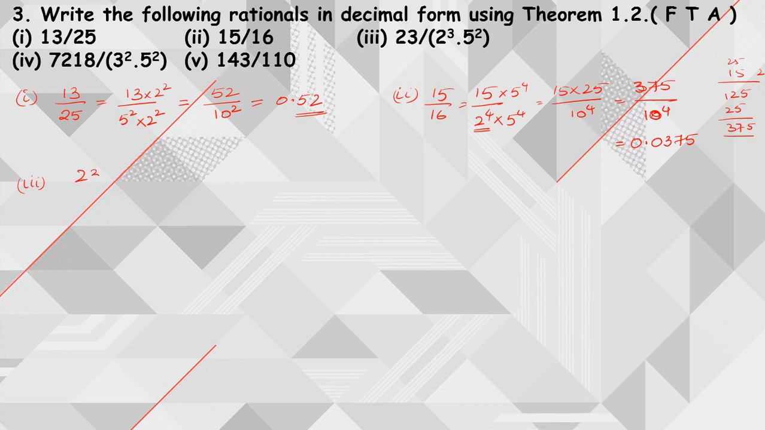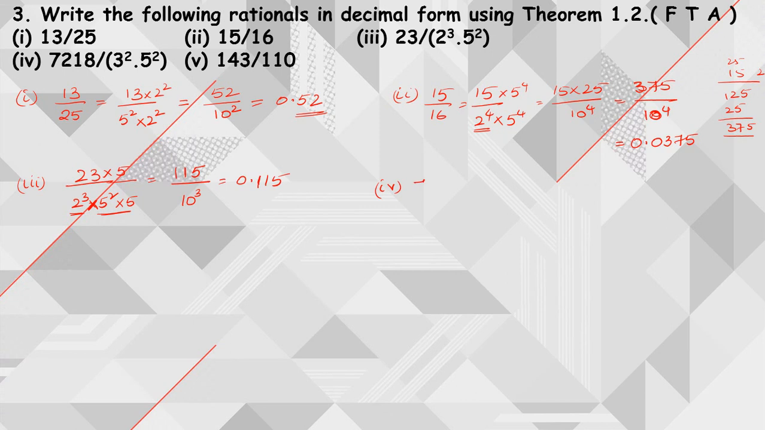What is given? 23 by 2 cube into 5 square. Now if I provide one more 5, then 2 cube and 5 cube will become 10 cube. So we multiply with 5. 5 3s are 15, 5 2s are 10 plus 1 is 11. So 11 by 2 cube into 5 cube, which is nothing but 10 cube. So this I can write as 0.115. Next, moving on to question number 4.